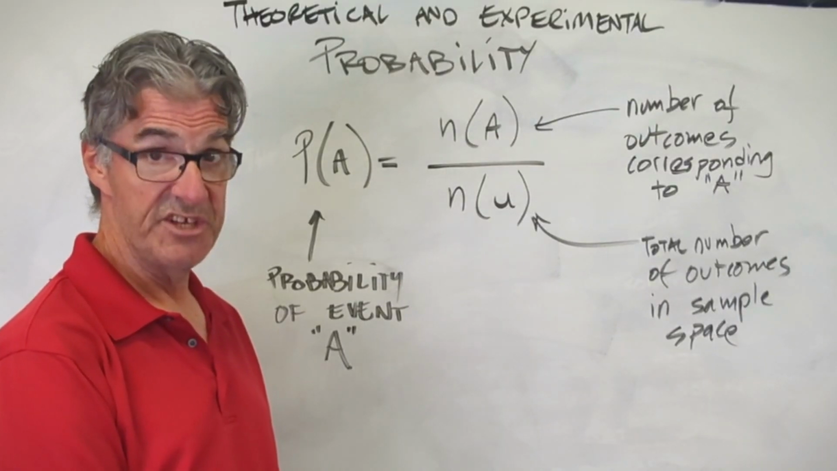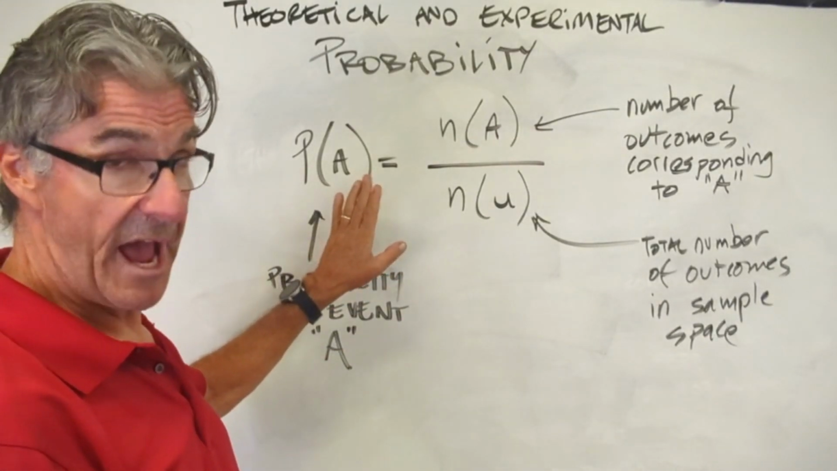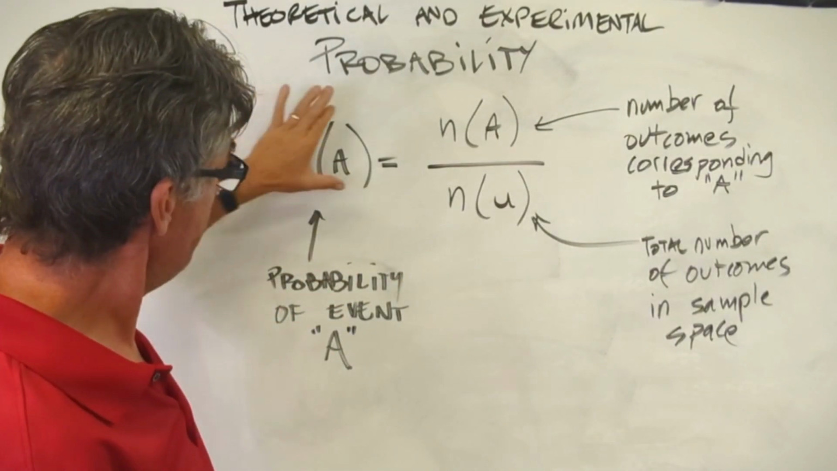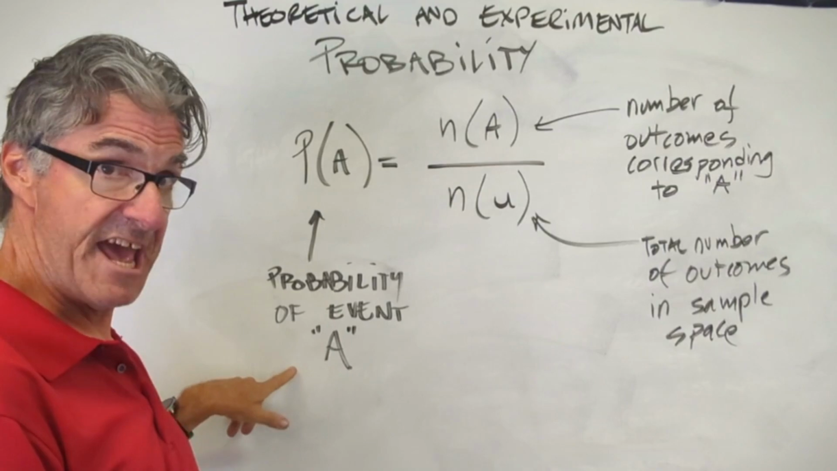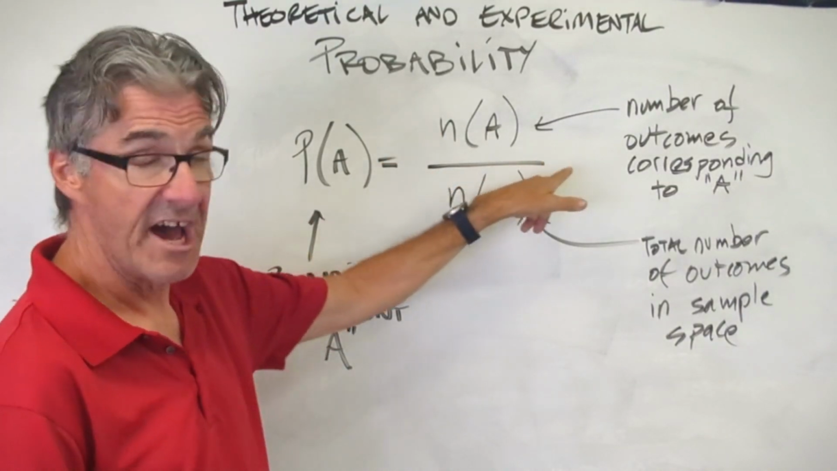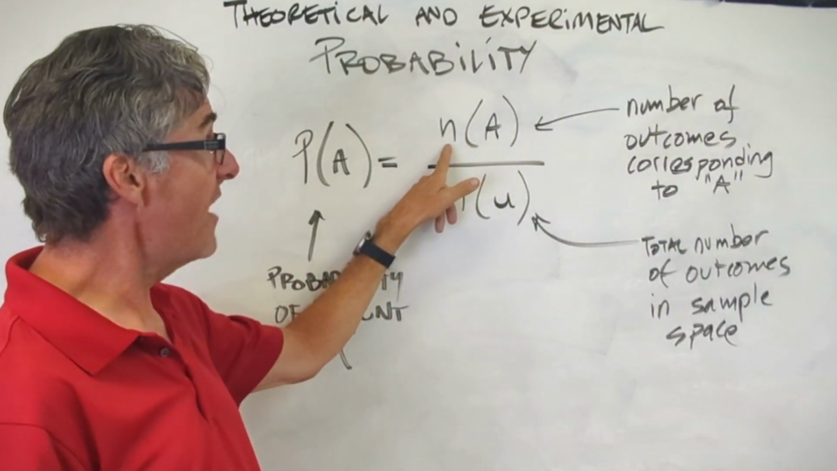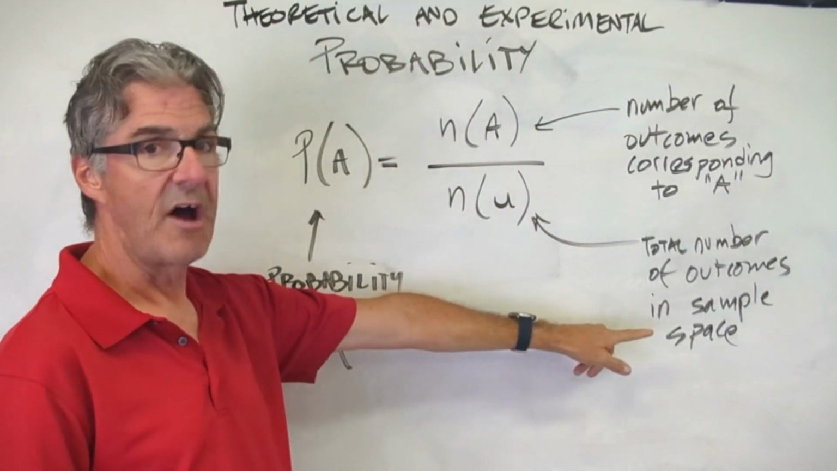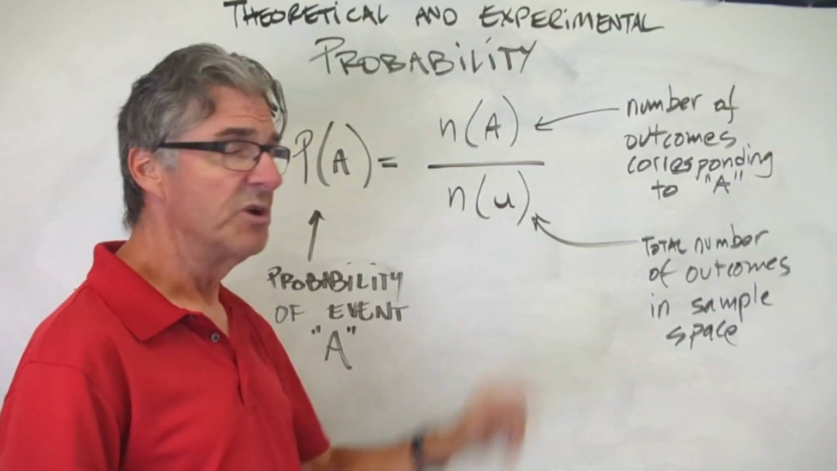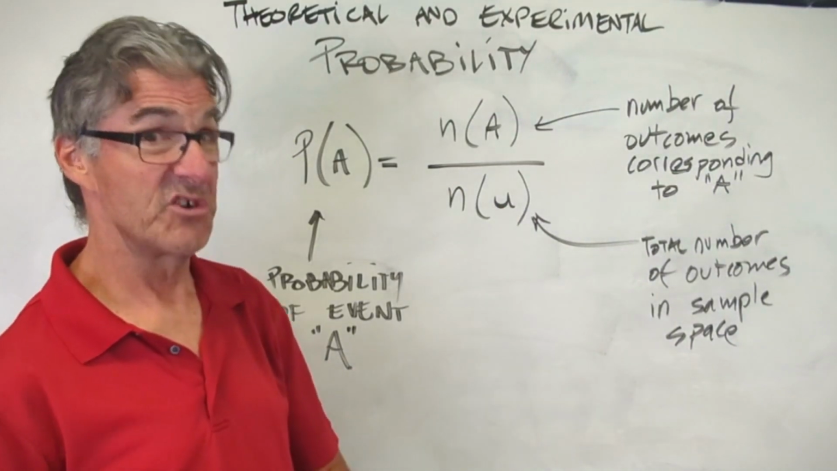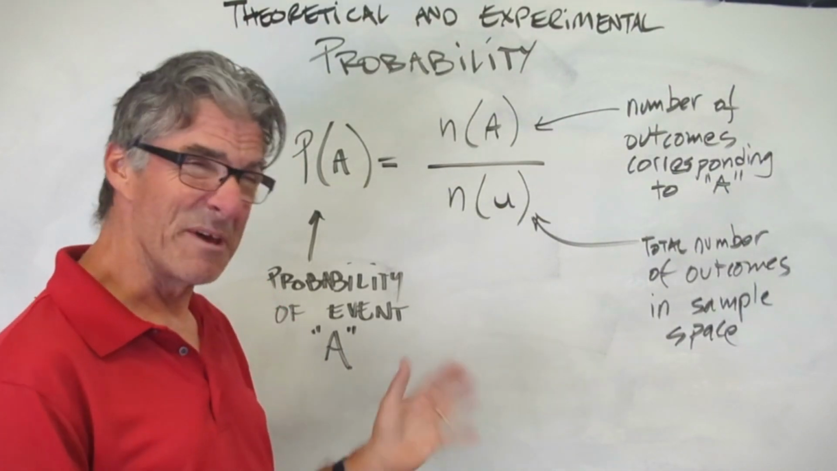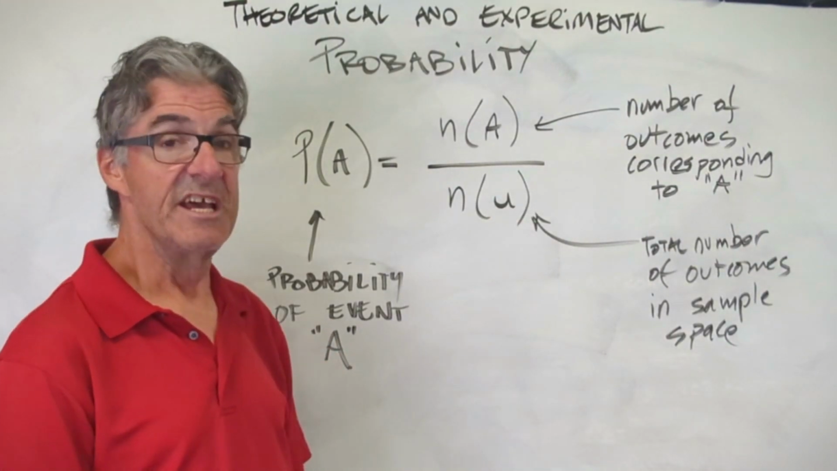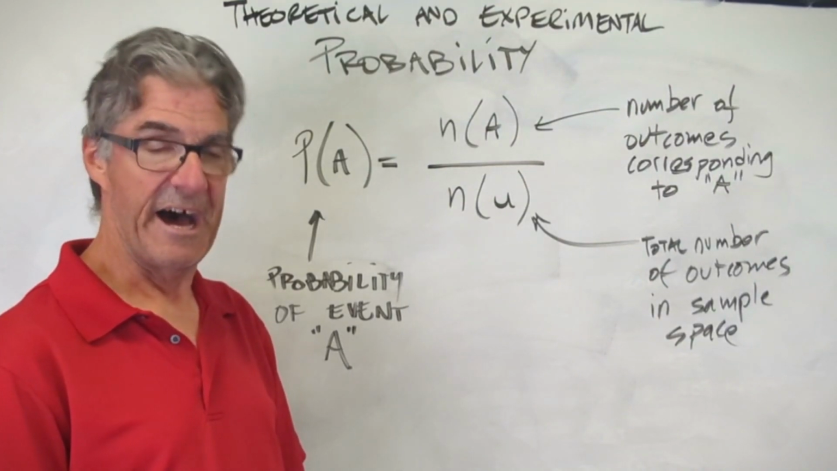Let's talk about a little notation. So here is how we might express the probability of event A. P(A) means probability of event A. And now this is math. That's a dividing line. This is a fraction. Number of outcomes corresponding to event A divided by the total number of outcomes in the sample space. This U can be said to stand for a universal set of outcomes. It's a little bit of a confusing letter, I think. You just have to remember that the bottom of the fraction is the total number of possible outcomes.